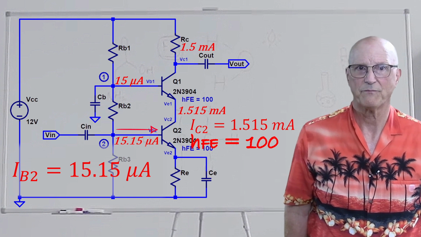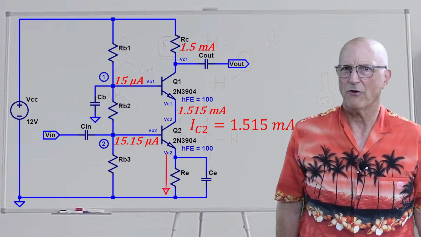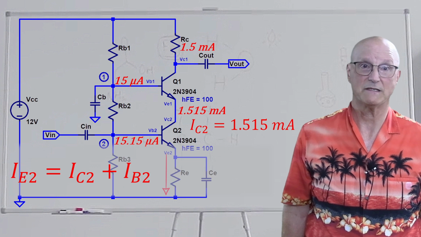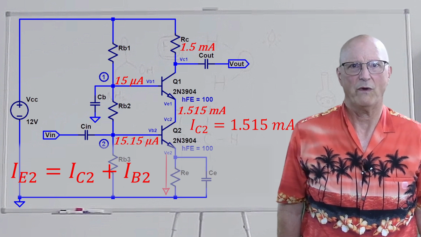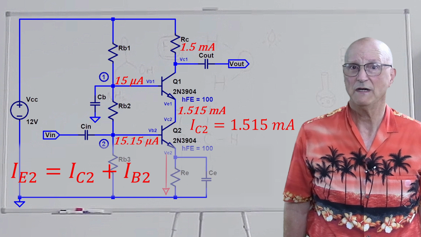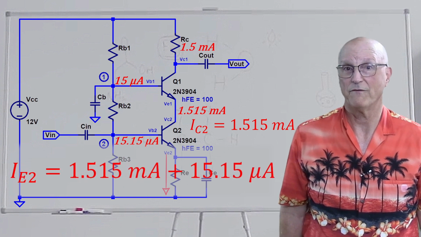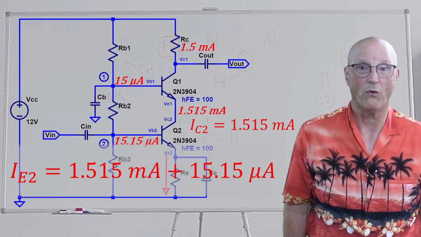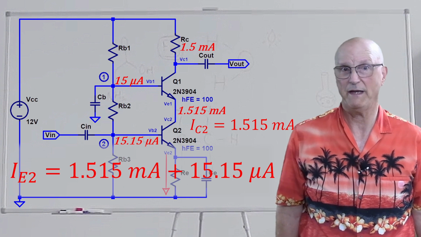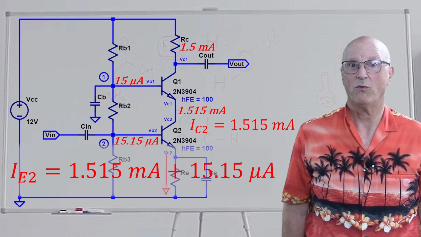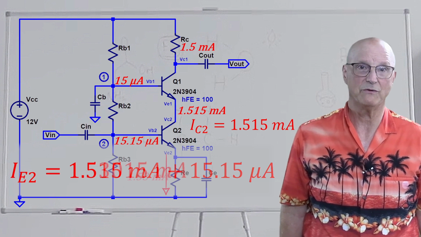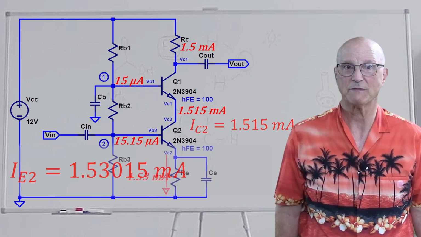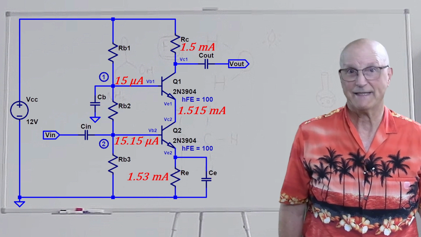And then there is the emitter current for Q2, which is, well, as before, the collector current plus the base current. So the quiescent emitter current for Q2 is equal to 1.515 milliamps, that's the collector current, plus 15.15 microamps, that's the base current, and this gives us a quiescent emitter current for Q2 of 1.53015 milliamps. Okay, so the next steps.